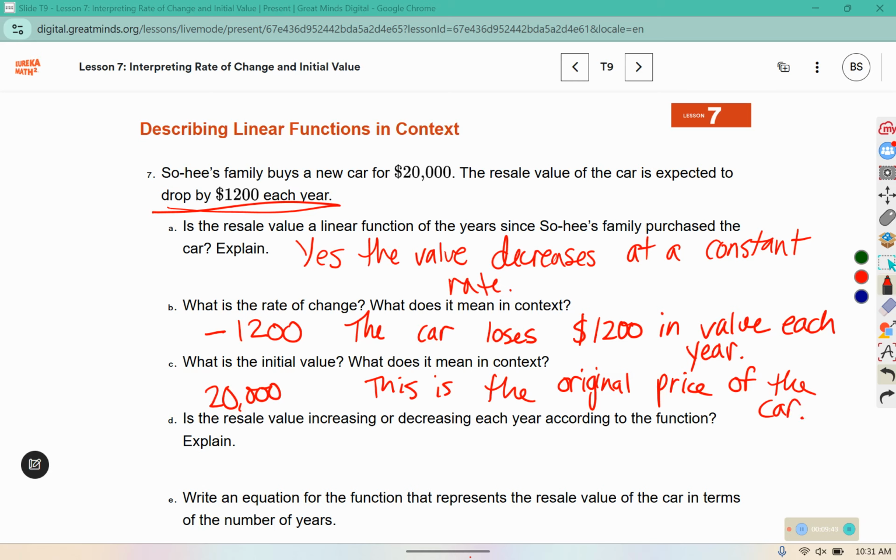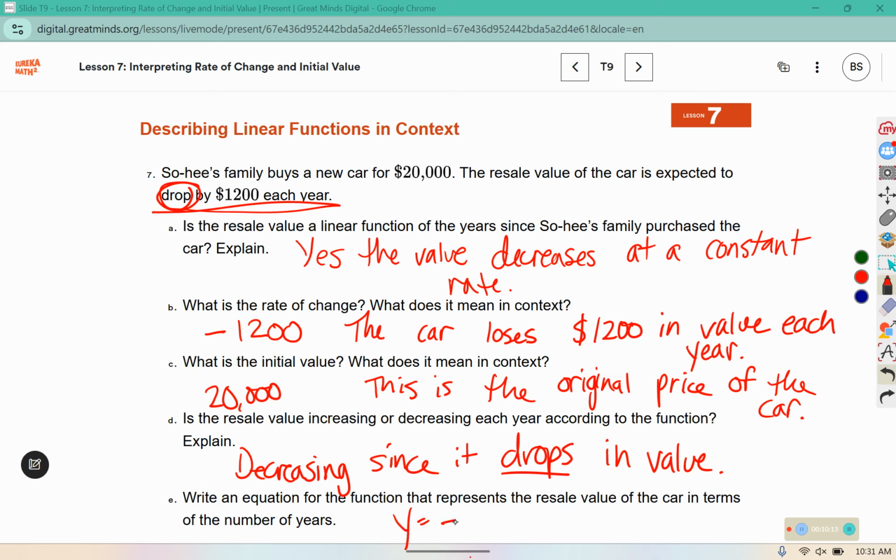Is the resale value increasing or decreasing each year according to the function? It is decreasing, as indicated by the word drop. Write an equation for the function that represents the resale value of the car in terms of the number of years. So our slope is negative 1,200, and our initial value is 20,000. The original price of the car, and it dropping by $1,200 each year.